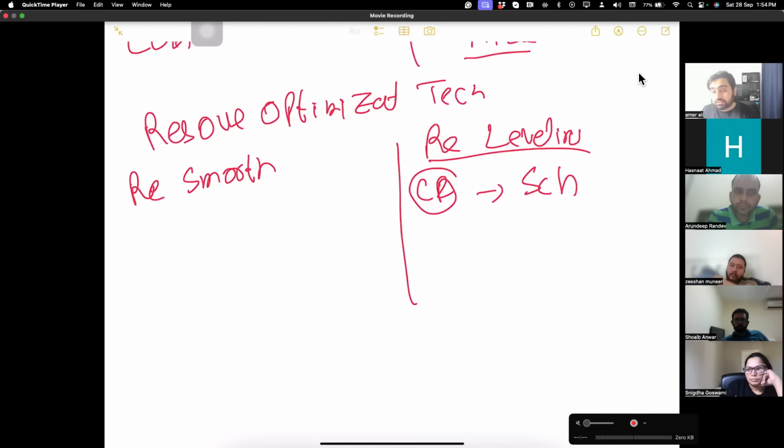That's resource leveling. But in resource smoothing, you say, hey, I'm not going to change the schedule. I'm going to play in between the float. That is resource smoothing. Both help you to optimize your resources. Leveling is more effective, but it increases the schedule.